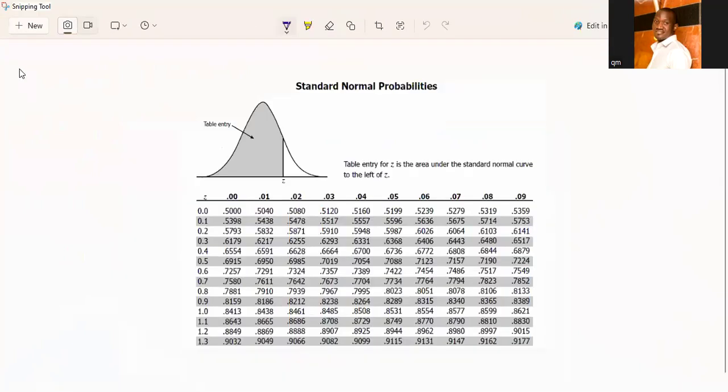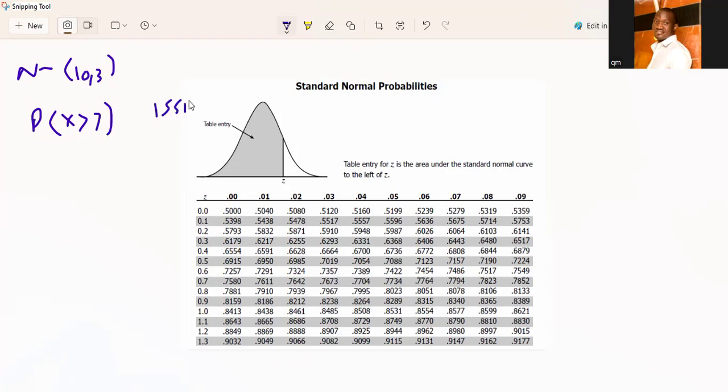So suppose we're given our normal distribution 10, 3, and you are asked to find the probability that x is greater than 13. So let's use ISA.